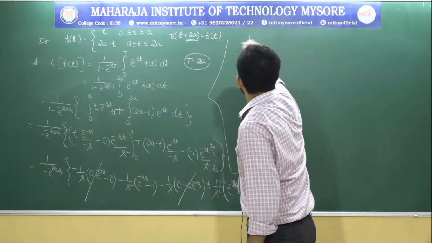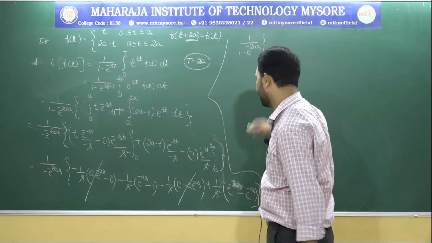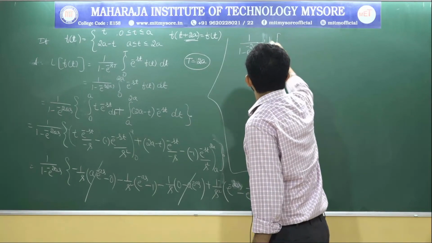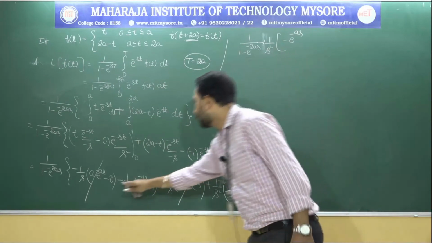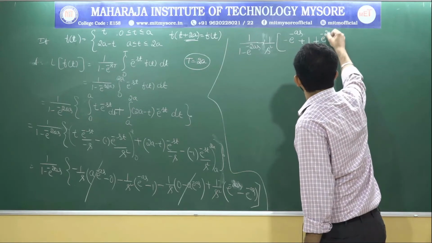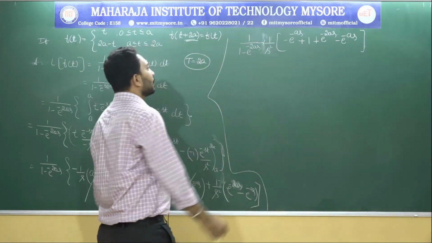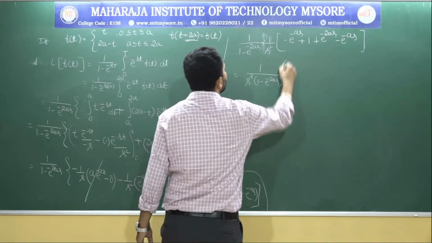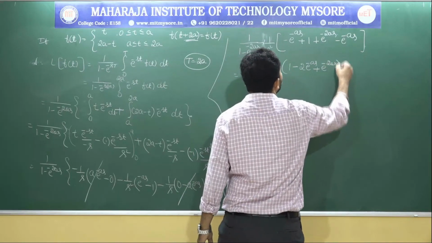So we'll remain with now 1 over 1 minus e power minus 2as into, if I take 1 by s square as common, then we'll remain with minus e power minus as, minus into minus plus 1, next plus e power minus 2as minus e power minus as. 1 over s square into 1 minus e power minus 2as into, it is nothing but 1 minus 2 into e power minus as plus e power minus 2as.